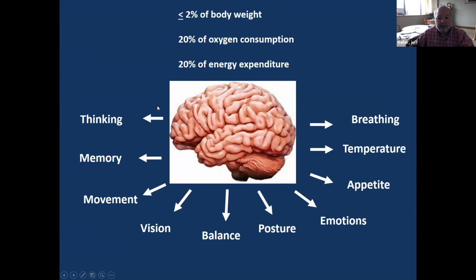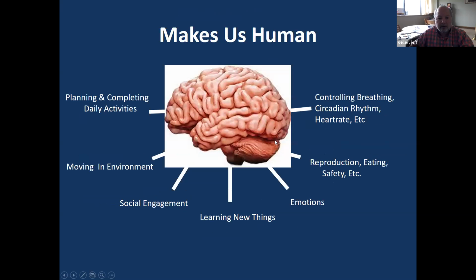And so if we move from these abstract things of thinking and memory versus breathing and temperature to what makes us human, we can look at things like planning and completing daily activities, moving in our environment, social engagement, learning to do new things, emotions. Emotions kind of blend through all of these, all the way down to very basic aspects of life. And we know that in early dementia, these things are differentially affected.